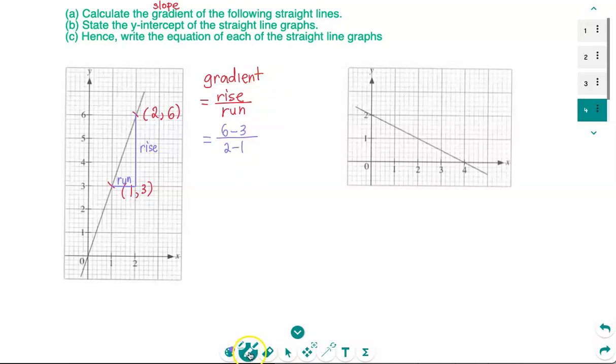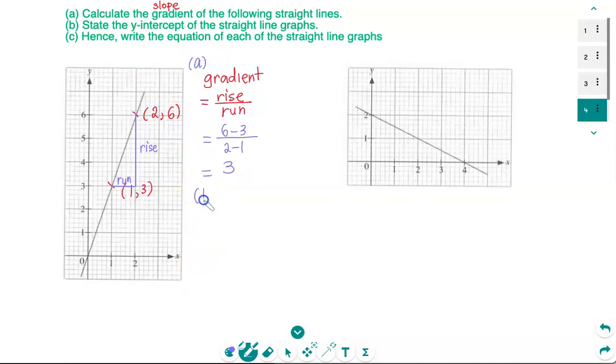And you can press your calculators and you realize that the gradient is 3. So it tells you how steep the slope is. That means it's 3 units over 1 unit. So 6 minus 3 over 2 minus 1. So that's your gradient. Okay, so this is for part A.